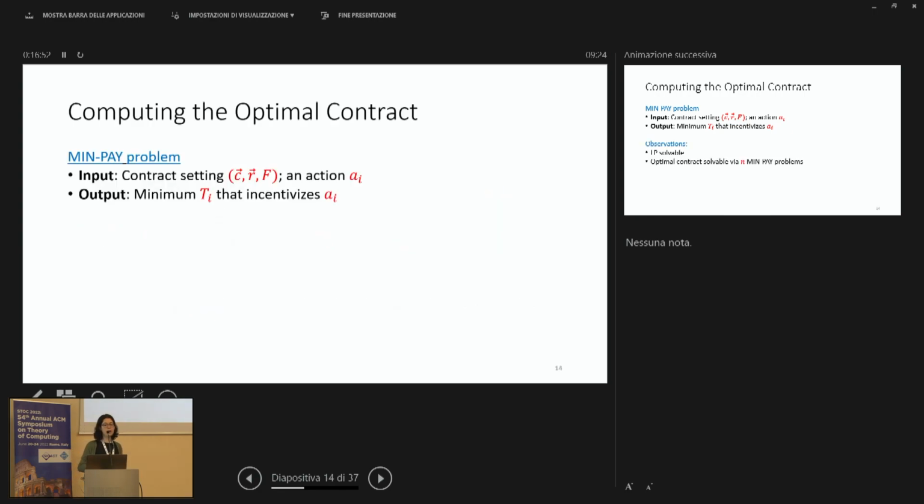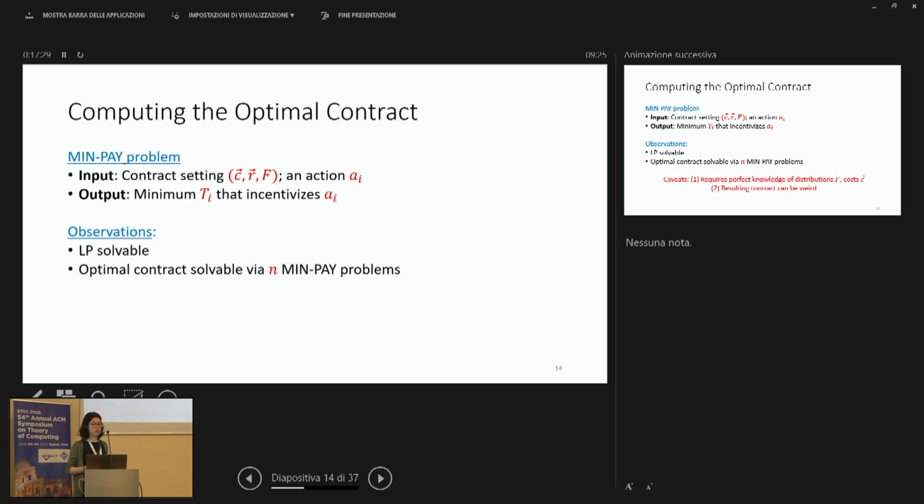Good. I want to say, at this early stage, now that we know the model and we know what the optimization problem is, it's an easy problem computationally. Okay. So here's what I mean. Think of the problem of designing the optimal contract, the revenue maximizing contract. Now think of an even simpler problem, the min pay problem, where the input is the setting and some action, and the output is the minimum expected payment that needs to be transferred from the principal to the agent to incentivize the agent to take this action that's given as part of the input. This problem is easy, okay? It's solvable by writing down a linear program.